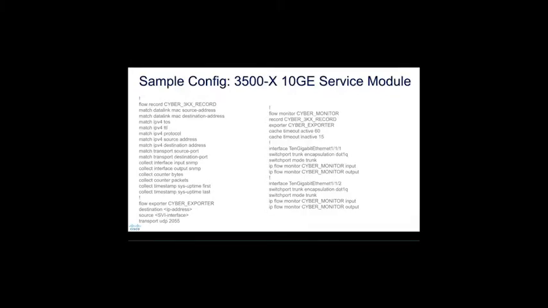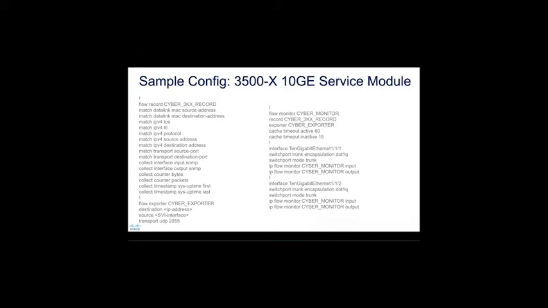Here's what a configuration of a 3500-X 10 gig E module would look like. You'll notice in the upper left we have a flow record. Some subtle differences in the matching here. We added some fields to match the data link MAC addresses because this is layer 2 and has some layer 2 capabilities. We're also going to use the MAC addresses as part of the matching equation for the source and destination. But you can see overall we're collecting most of the same information, the bytes, byte counts, packet counts, timestamps, etc.